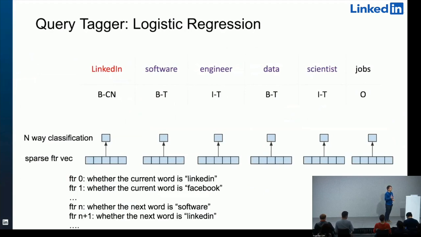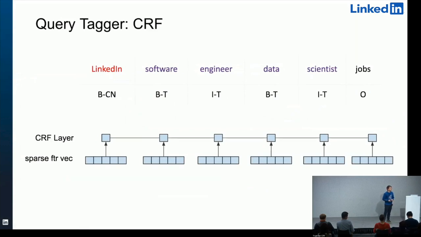So the examples of the features are like whether the current word is LinkedIn, whether the current word is Facebook, whether the next word is software, whether the next word is LinkedIn. So you can imagine that if we have a vocabulary size of 30K, then the feature size is definitely going to be over 100K. And then based on this very sparse feature vector, you can do n-way classification. N is the number of labels.